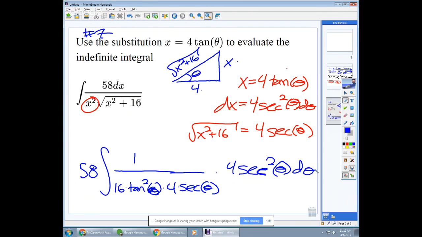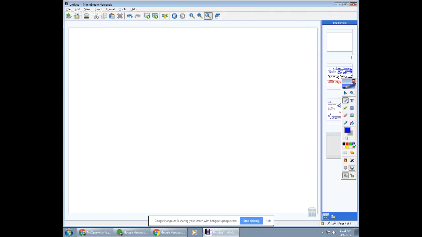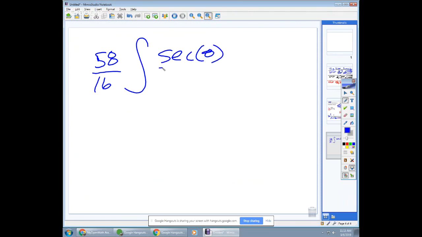What do we have in terms of our cleanup at first? Well, the secant goes into the secant squared, and the 4 goes into the 4. And rewriting that, it's going to give me a secant over tangent squared. So new page. I've got, let's see, we had a 58. Now we get a 16 in the denominator. And then we have a secant of theta over the tangent squared of theta.